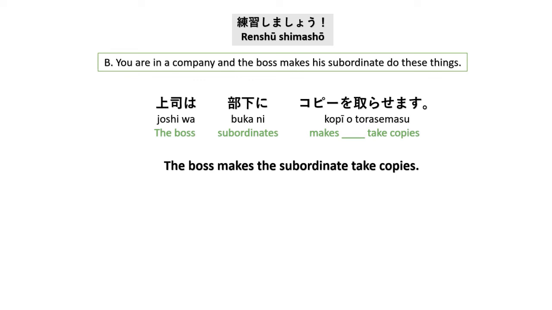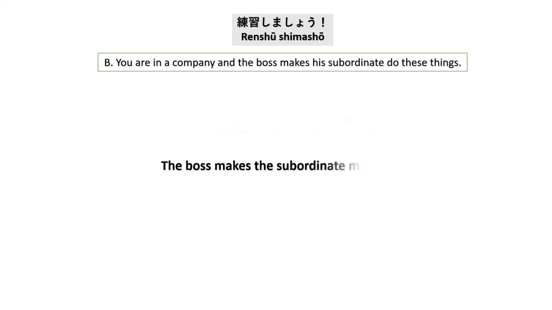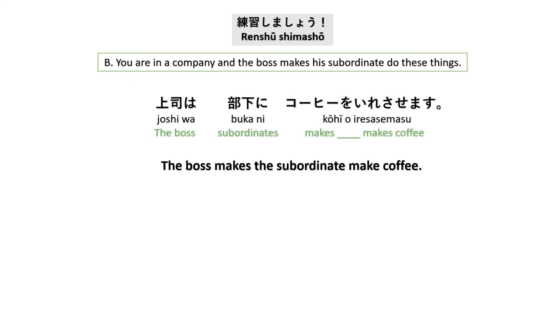So, copies, copy. 取らせます. The causative form of 取る. Okay? The boss makes the subordinate make coffee. 入れさせます, 入れさせる which comes from 入れる. So, コーヒーを入れる means to make coffee.